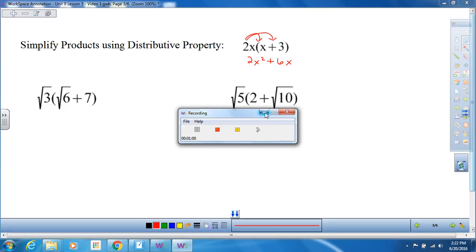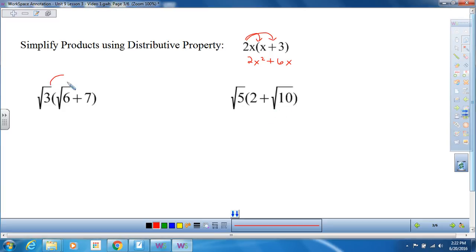Okay, so in this example, we will distribute the square root of 3. So square root of 3 and square root of 6, those are both under the radical. So I get square root of 18, 3 times 6. Square root of 3 and then 7, one is outside, one is inside. So I just have to write them next to each other. So 7 square root of 3.